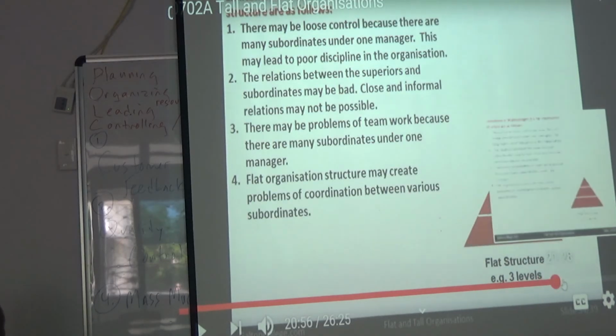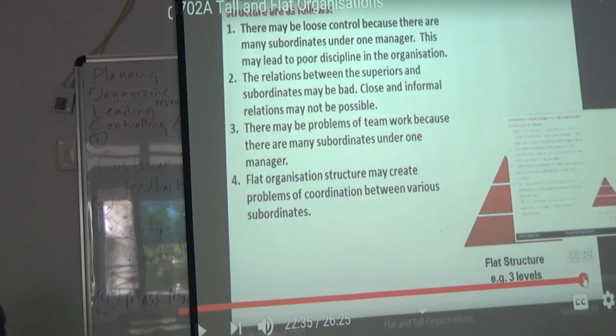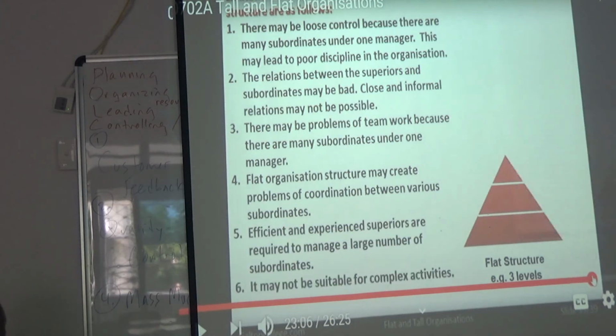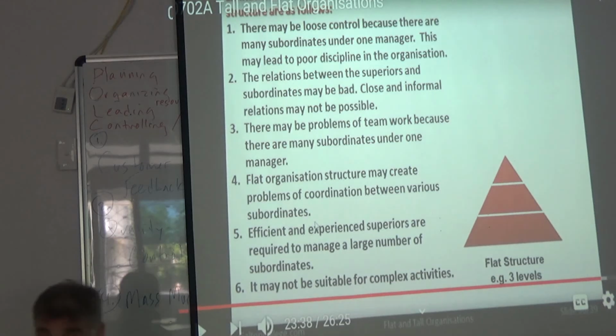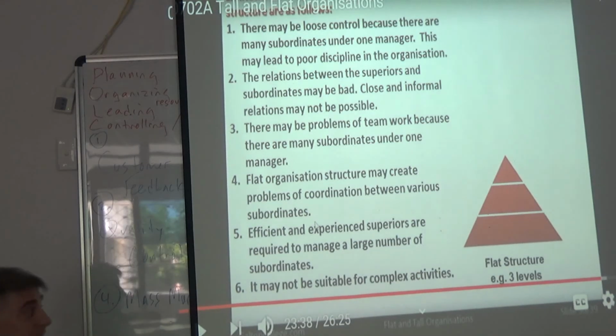Limitations of flat structure. I don't think you need to watch this whole 26-minute video that I post. I think the point of the video is, if you want to watch it, you can watch it, but the point of it is, these lists are generally helpful.